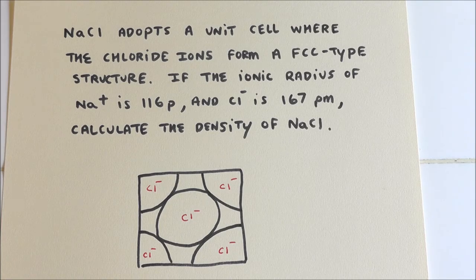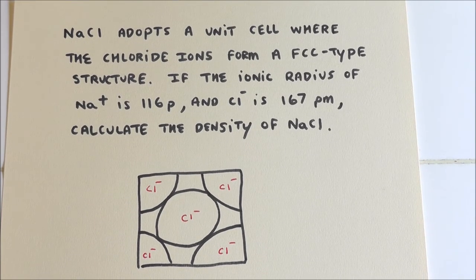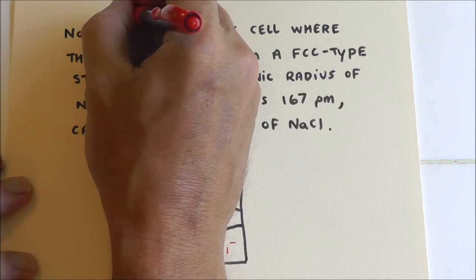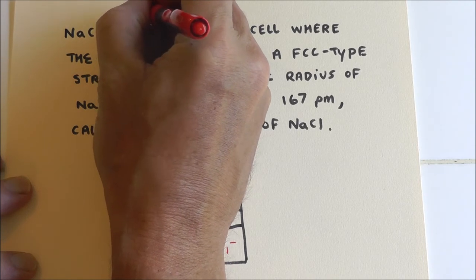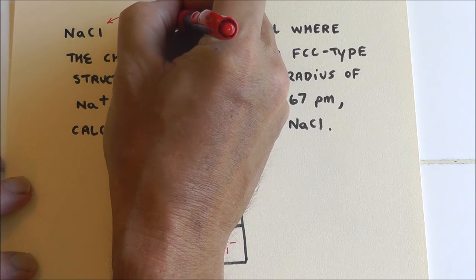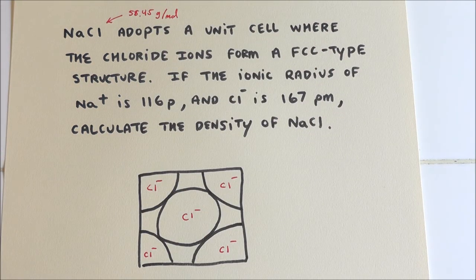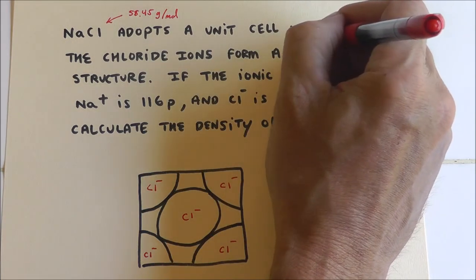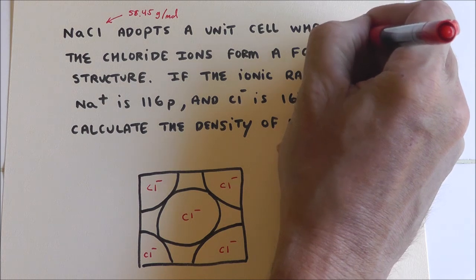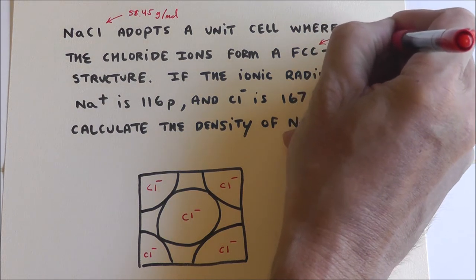So what I did is I took an ionic cell problem. I kind of dreamed up this. Actually, this is a pretty standard problem. You'd want to talk about sodium chloride. It touches everybody's life. Okay, so I'm going to read this like a computer. Sodium chloride, 58.45 grams per mole, in case I need that, adopts a unit cell where the chloride ions form an FCC type structure, 4 atoms per cell.